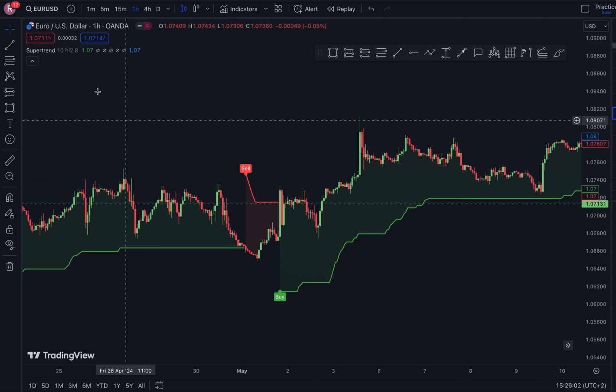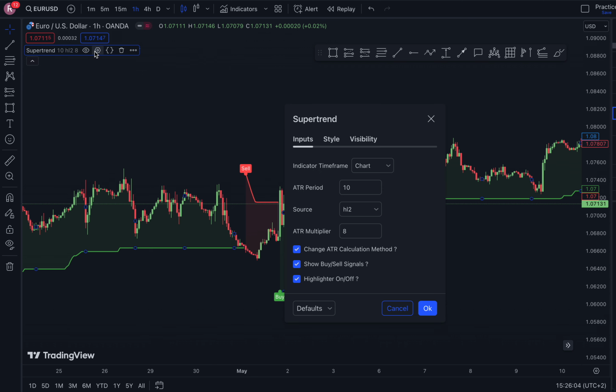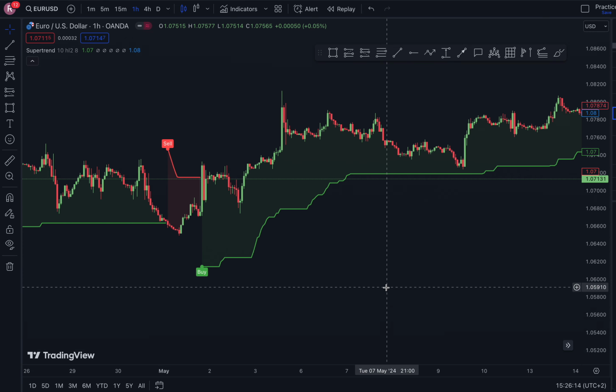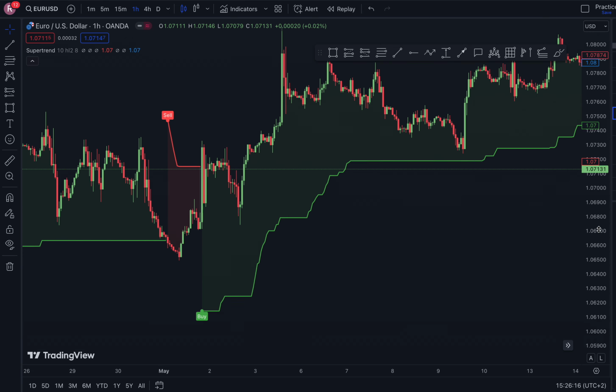The key to these strategies is in the settings. I'll show you my settings. These are my settings for the Supertrend strategy: 10, source on HL2, and multiplier at 8. Cool. And then the rest is quite easy.